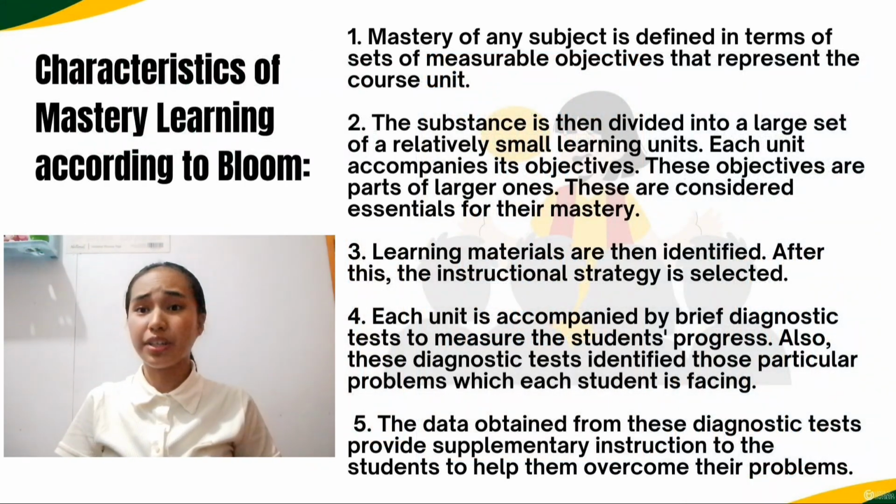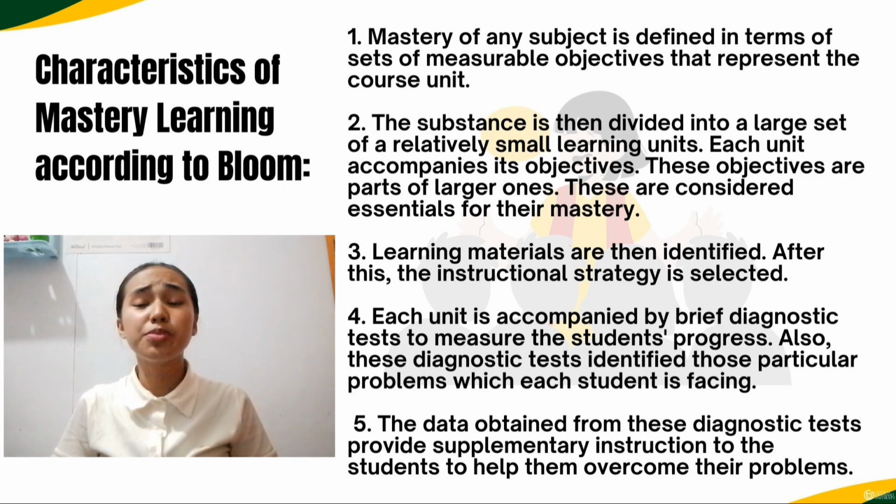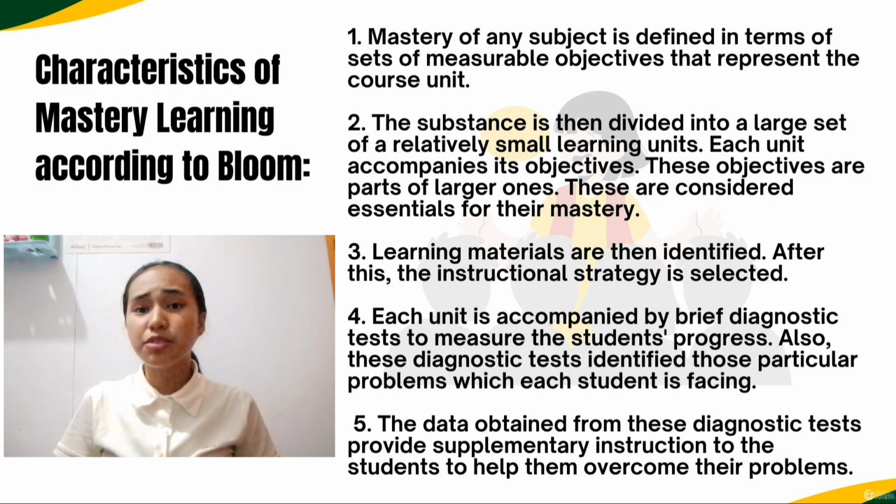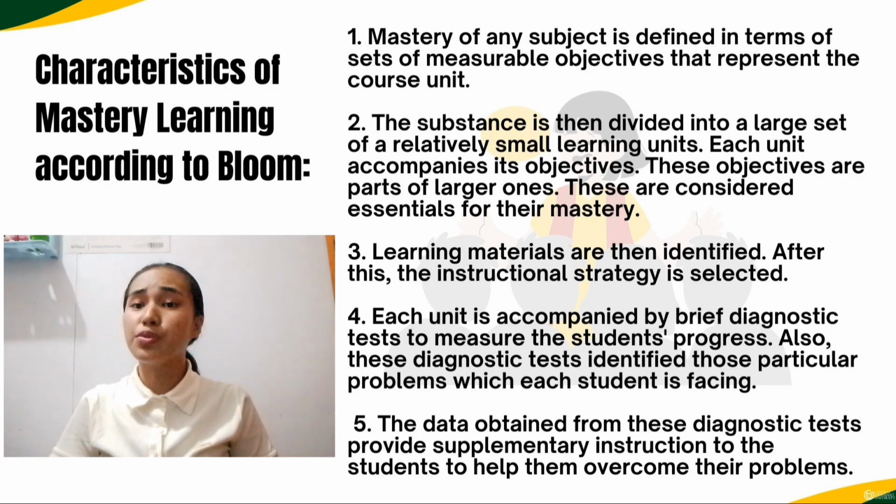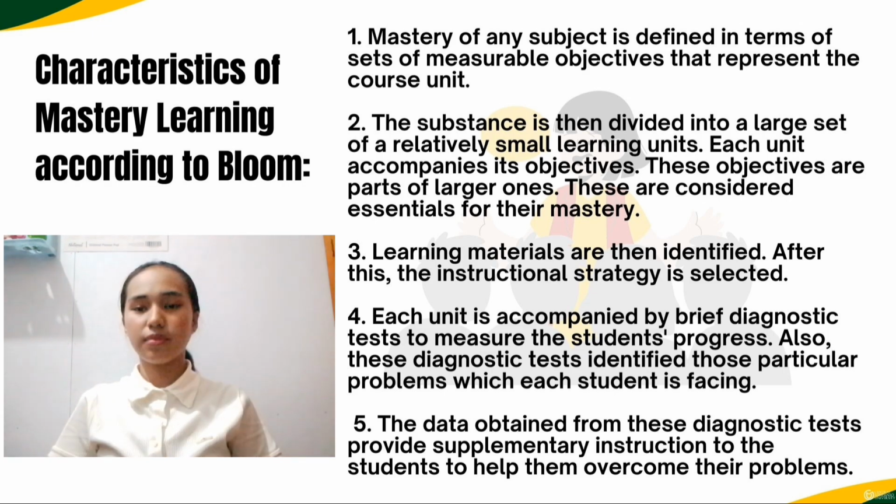Characteristics of mastery learning according to Bloom. First, mastery of any subject is defined in terms of sets of measurable objectives that represent the course unit. So, mastery learning defines success through specific, measurable objectives that align with course units. This ensures a clear expectation for students' performance.